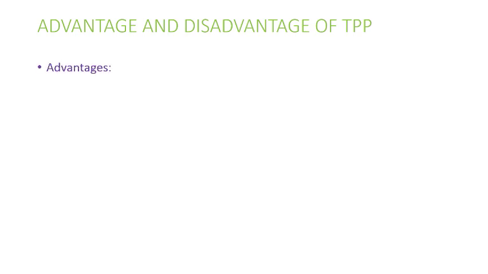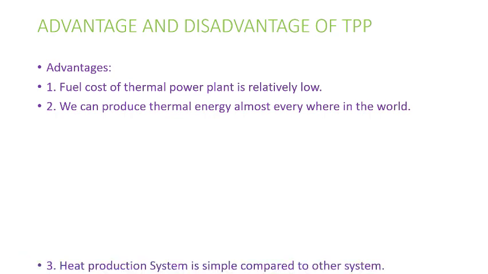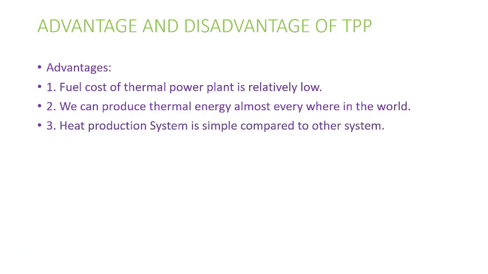What are the advantages? The first advantage, one can say, is that the fuel cost of a thermal power plant is relatively low. Yes, it is relatively low because thermal power plants are mainly built near coal fields. Second, we can produce thermal energy almost everywhere in the world, meaning whenever we want, we can place it. Third, the production system is simple compared to other systems, meaning you can produce electricity in a very simple way.